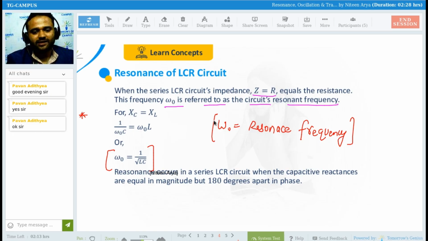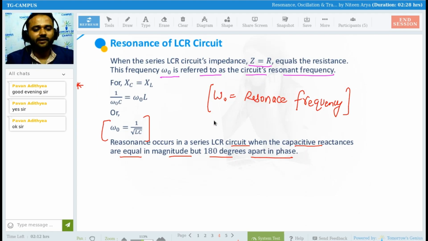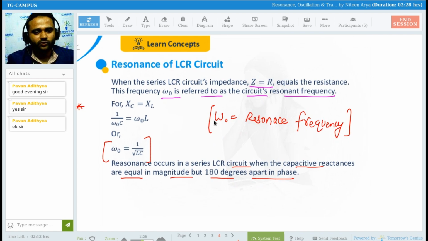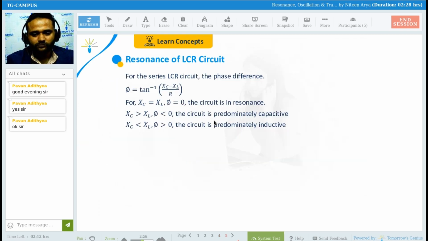So resonance occurs in a series LCR circuit when the capacitive reactance and inductive reactance are equal in magnitude but 180 degrees apart in phase. Okay, means XC equals XL, but they have a 180-degree phase difference. So this omega naught is the resonance frequency, an important one also. Clear? So, this is done.